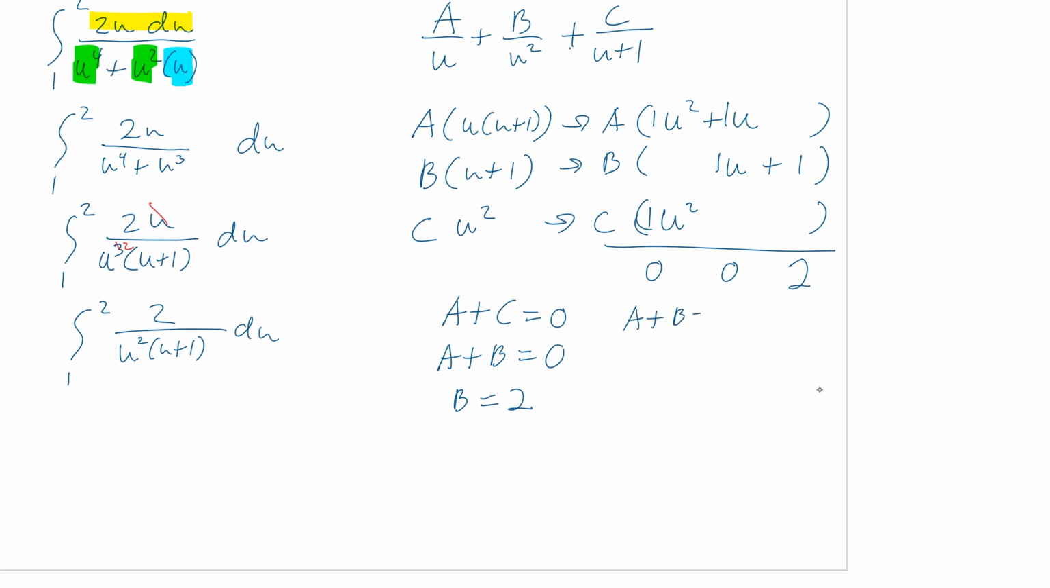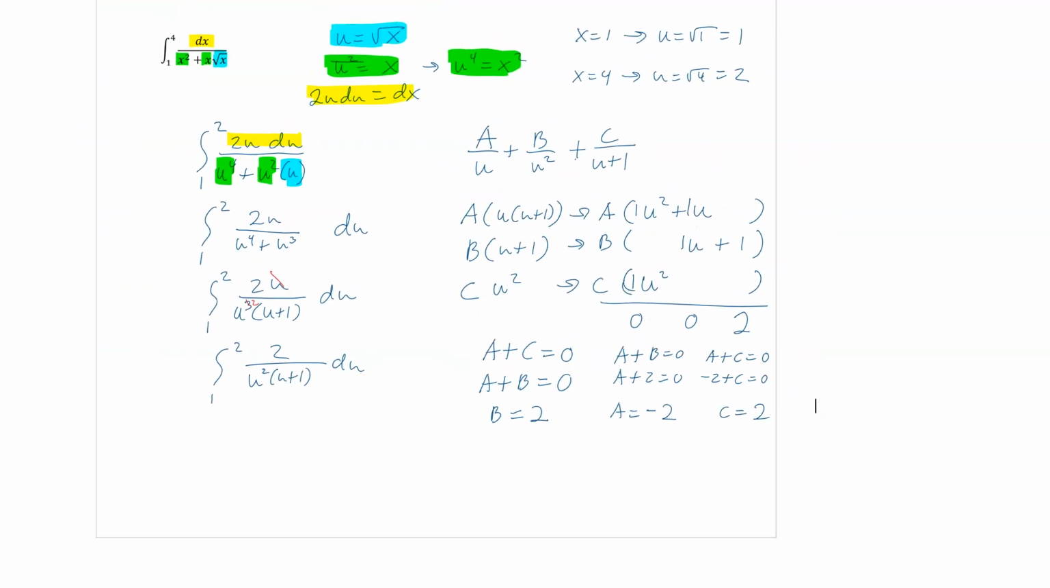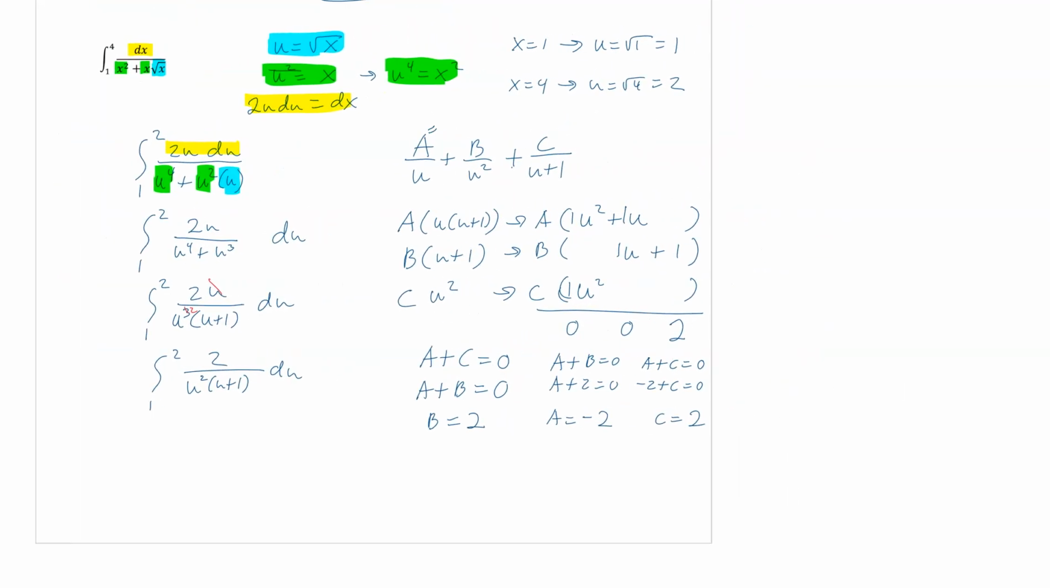So let's go to the next one. a plus b equals 0, so that's a plus 2 equals 0, so a equals negative 2. And then the last one would be a plus c equals 0, so negative 2 plus c equals 0, so c equals 2. All right, so that means a here is negative 2, b is 2, and c is 2.